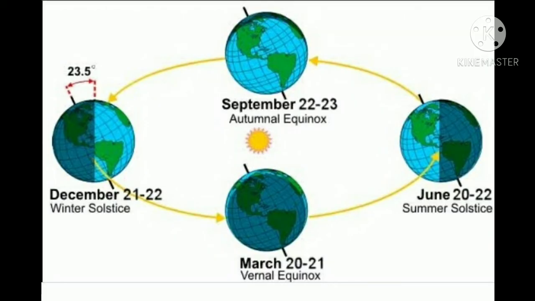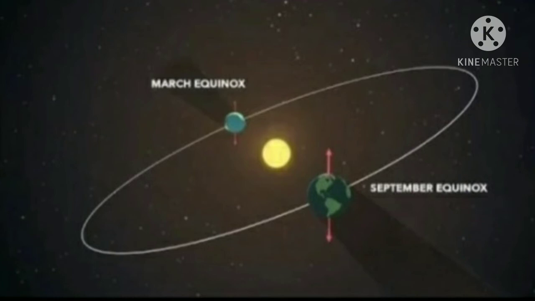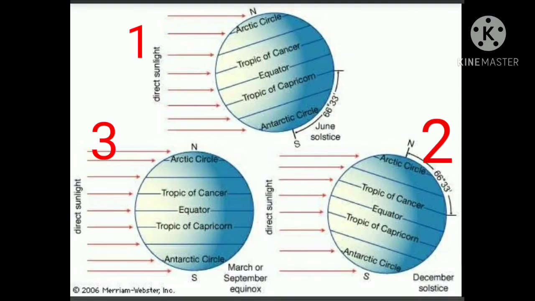On 23rd September, it is autumn season in the northern hemisphere and spring season in the southern hemisphere. The opposite is the case on 21st March, when it is spring in the northern hemisphere and autumn in the southern hemisphere. Thus, you find days and nights and changes in the seasons occur because of the rotation and revolution of the earth. Children, look at the picture.